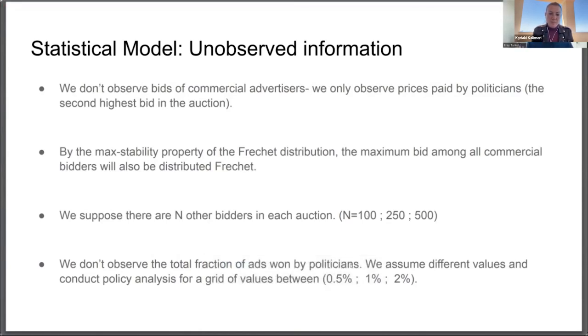I'm going to have to make some assumptions on the number of commercial advertisers that exist and participate in each ad auction. I will vary this from 100 to 500, and in the full paper, I have results for different values of N. I also need to assume something about the fraction of ads won by politicians, and I will assume a range from 0.5 to 2%. The full paper has results on different values. The benchmarks that I'm going to show you today are with 1% and 250.